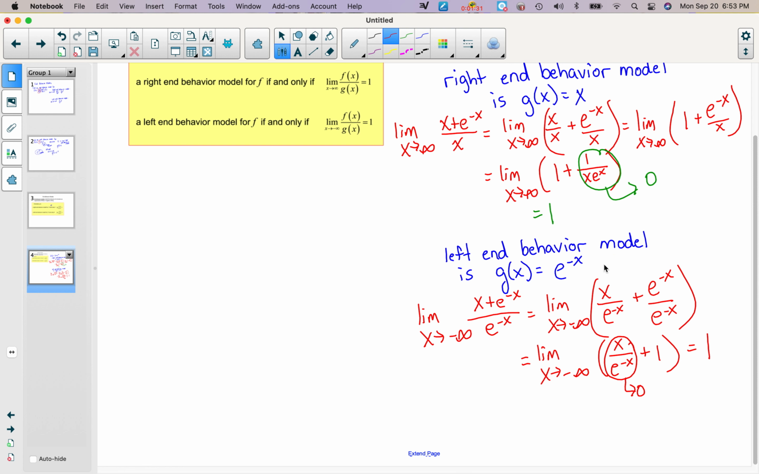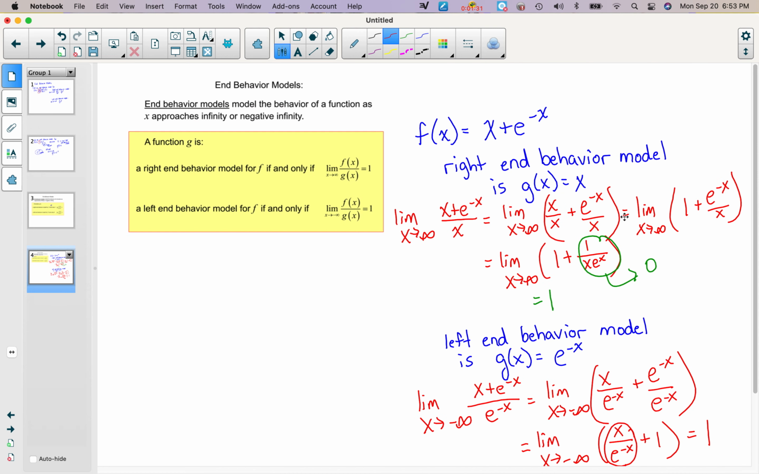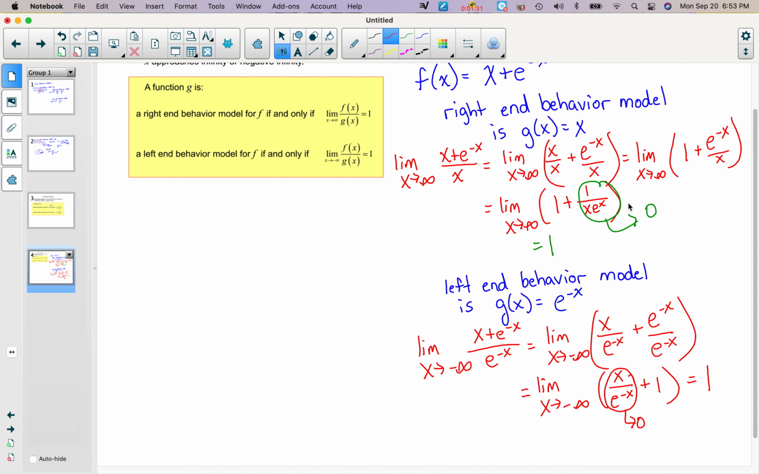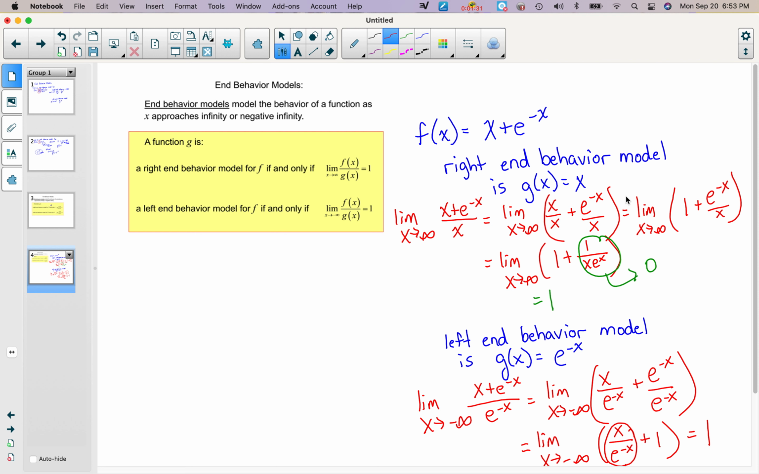So I just wanted to quickly go over that. I think on your review for limits, we have a question similar to this, so I wanted to make sure that I showed you how to do this.